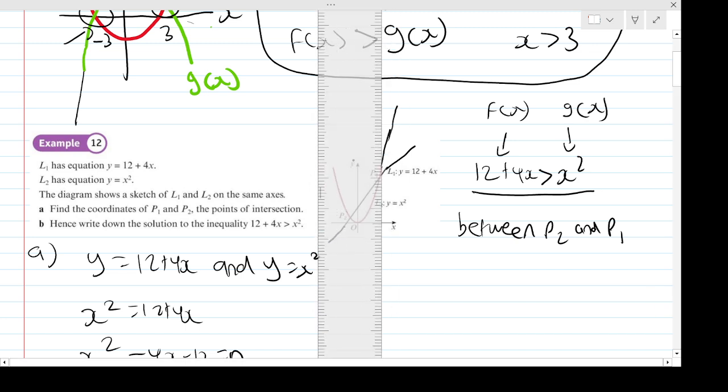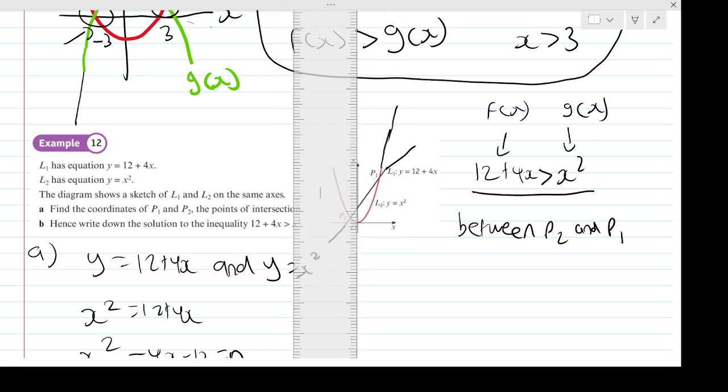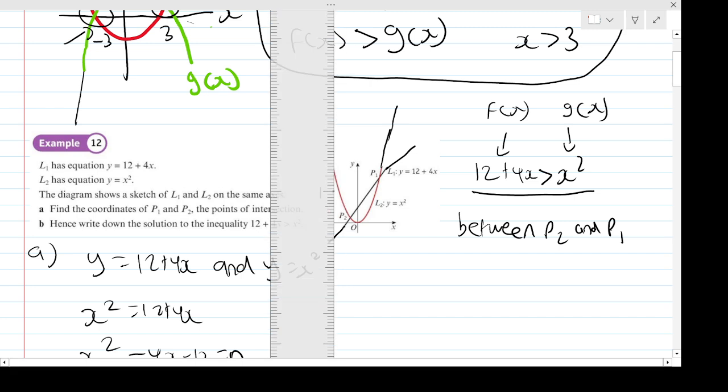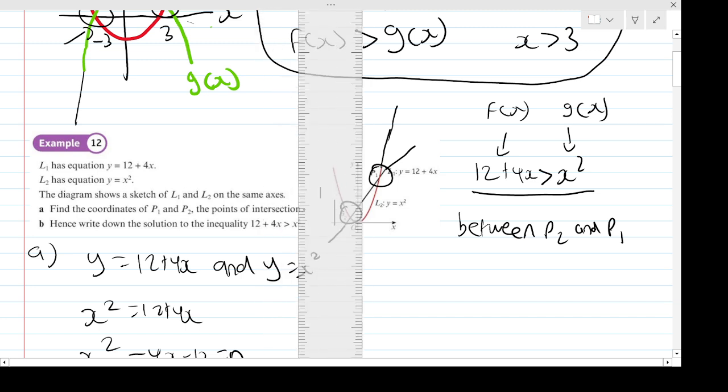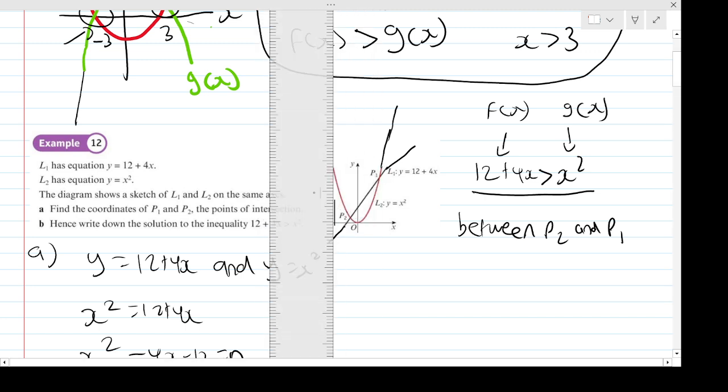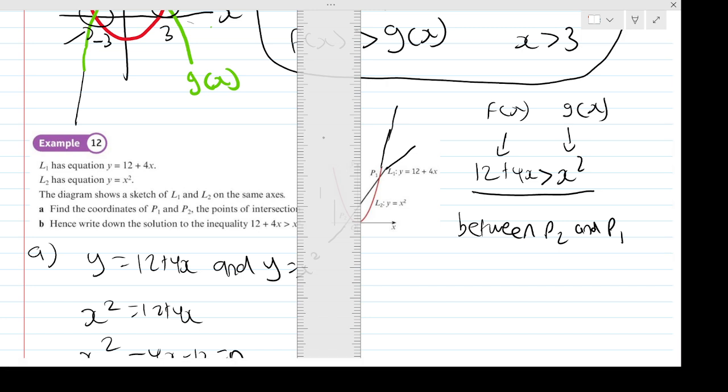So that would not be a solution there. So the only time that the line is above the curve, where 12 plus 4x is greater than x squared, is strictly between this first point here and this second point there, okay? And hopefully you can see that. So the only values of x when that happens, therefore the solution when this inequality occurs, when 12 plus 4x is indeed above x squared, so greater than x squared, is between P1 and P2.